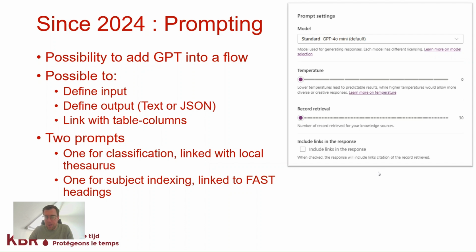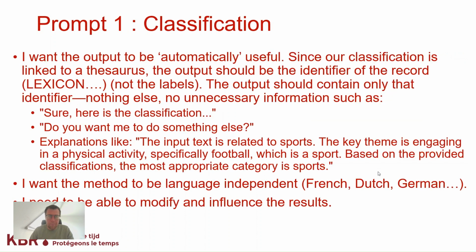It's possible to define the input. It's possible to define what we want as an output. Do we want text or JSON? It's possible to link with existing tables in our Dataverse, one of the components of the Power Platform. And as you can see at the right, the standard is the GPT-4o mini model, but you can choose one. You can change the temperature. You can change the record retrieval, so the number of database records it has to consult. And we use it now for two prompts, one for classification and one for subject indexing.